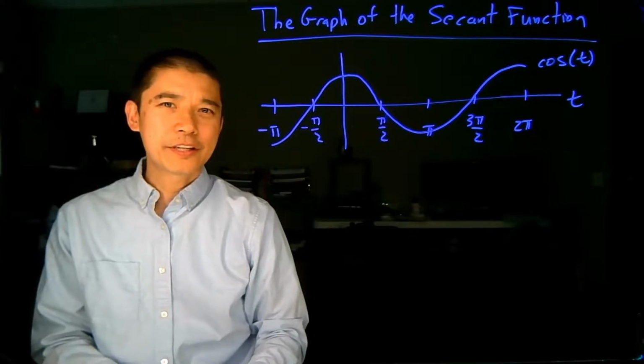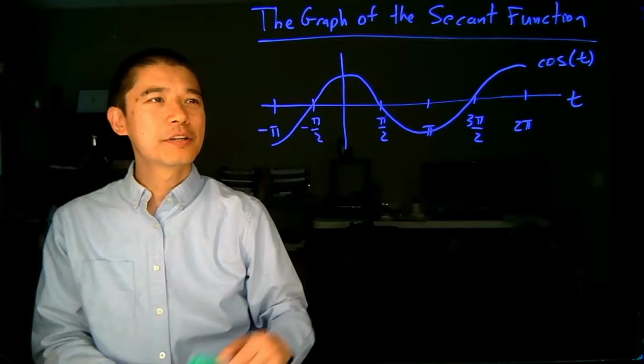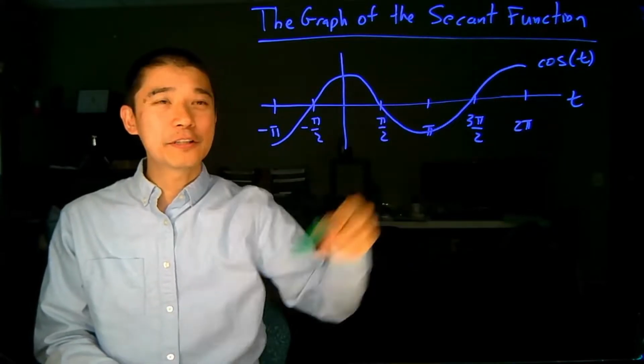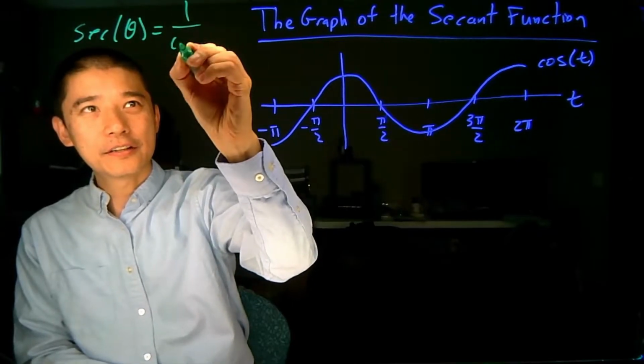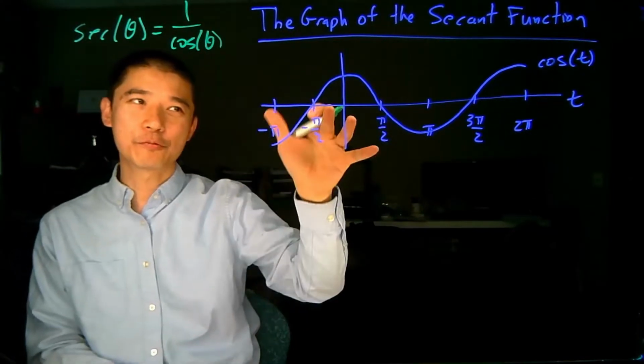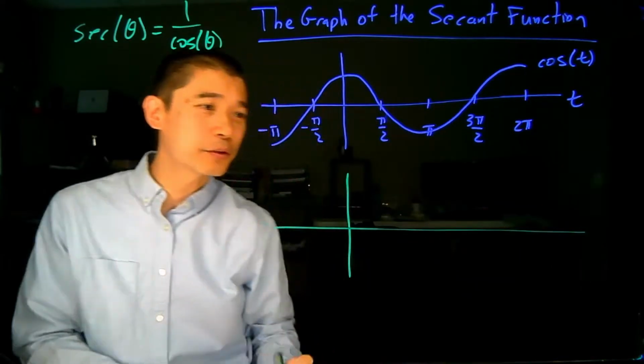We're going to use the same techniques we use on the tangent and cotangent graphs in order to graph the secant and cosecant graphs. So here's the graph of cosine. We're interested in the secant function, and of course, secant theta is 1 over cosine theta. In other words, the secant function is the reciprocal of the cosine function. And that's the fact that we need in order to graph this.